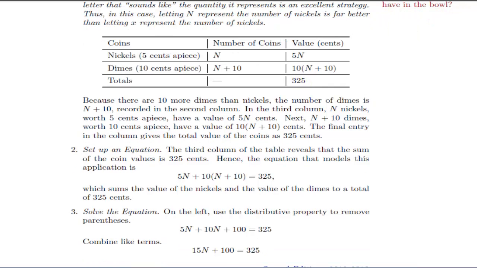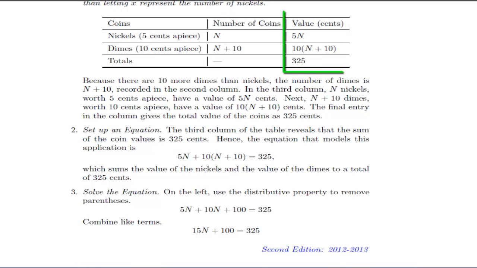2. Set up an equation. The third column of the table reveals that the sum of the coin values is 325 cents. Hence, the equation that models this application is 5N plus 10 times (N plus 10) equals 325, which sums the value of the nickels and the value of the dimes to a total of 325 cents.